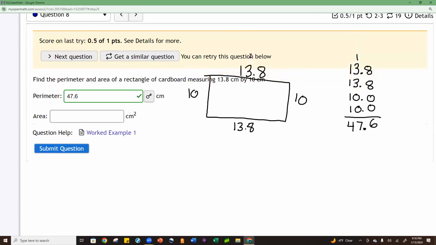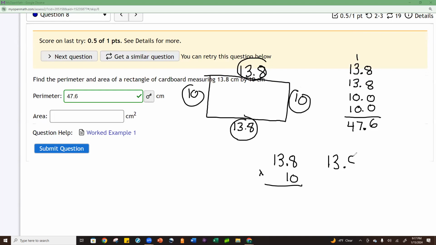Now area is length times width or base times height. A common mistake I see people do is that they multiply this by this, and that's right, but then they also multiply by this and this. That's not right. You just do the base times the height. So 13.8 times 10. And when you multiply a decimal number by 10, you just move the decimal over 1 to the right. And if you start to do it to the left and you realize it got smaller, that's how you catch your mistake. So it's 138.